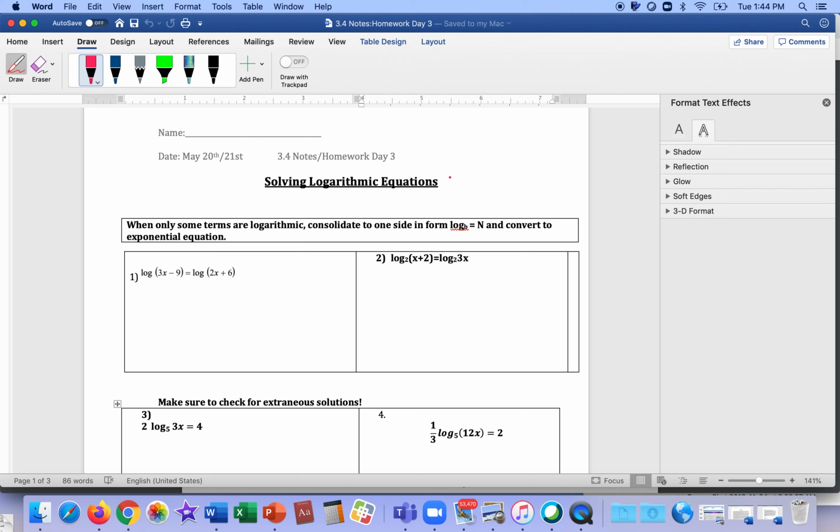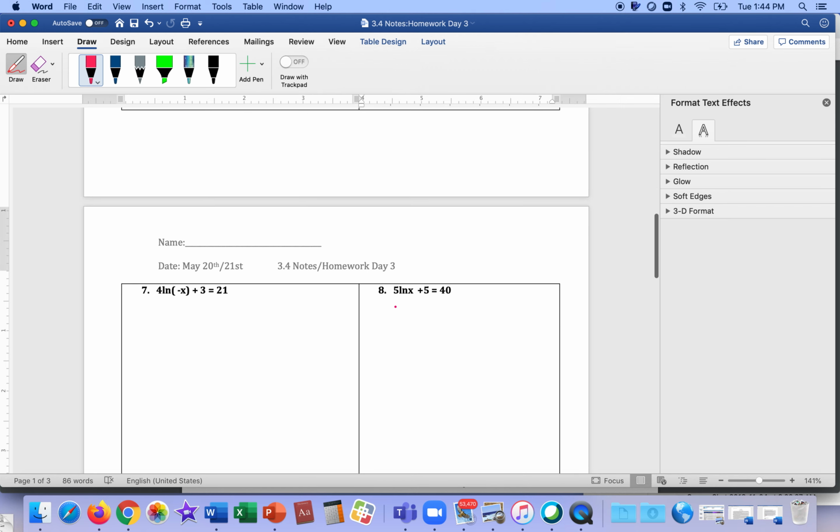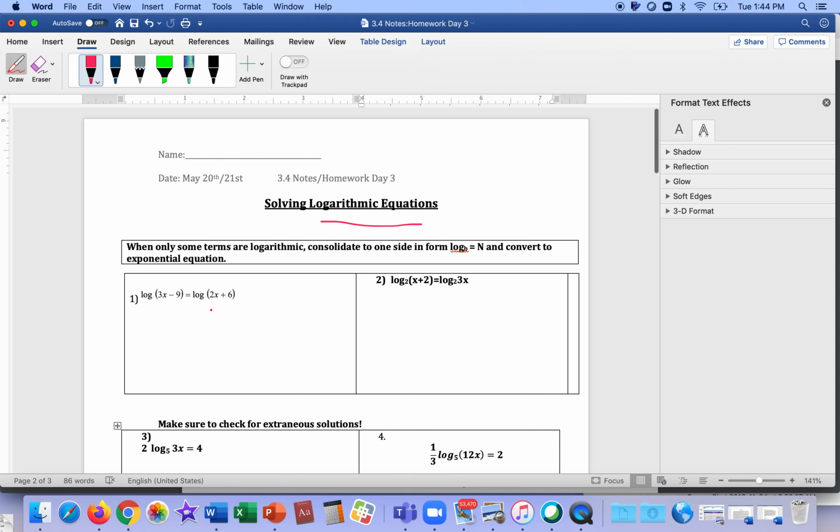Okay, so for today's assignment, we're going to continue with solving, but today we're going to focus on logs rather than those exponentials. So we're going to review that. Today I'm going to be explaining the left-hand side and you're going to be doing the right-hand side problems. So you're going to do 2, 4, 6, 8, and 10. Okay, and then I will do the other side.